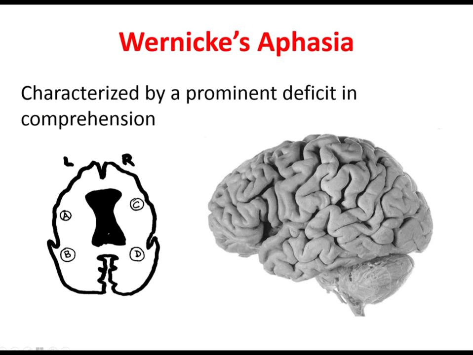So now let's talk about Wernicke's aphasia. Now remember, we talked about Wernicke's area being in the language hemisphere, in the distal third of the superior temporal gyrus, the area I'm surrounding right now. Wernicke's aphasia is also referred to as a receptive or a sensory aphasia. Wernicke's aphasia is characterized by a prominent deficit in comprehension.